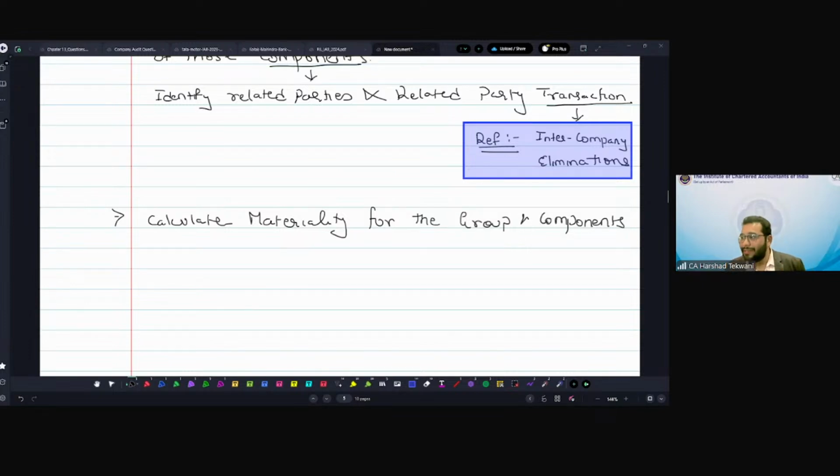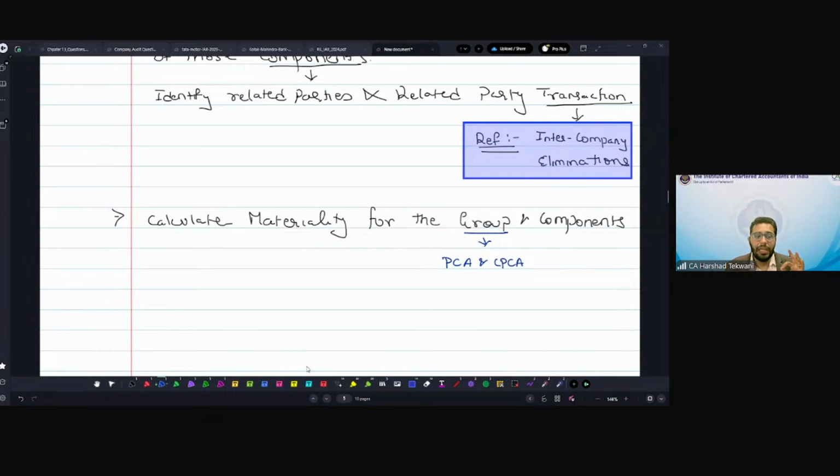The reason I calculate materiality for the group and components is two important things. Number one, the materiality for the group will give me a base to understand permanent consolidation adjustments and temporary, or current period, consolidation adjustments. Permanent consolidation adjustments and current period consolidation adjustments, PCA and CPCA. I will come to that. What are these adjustments? I'll come to that.